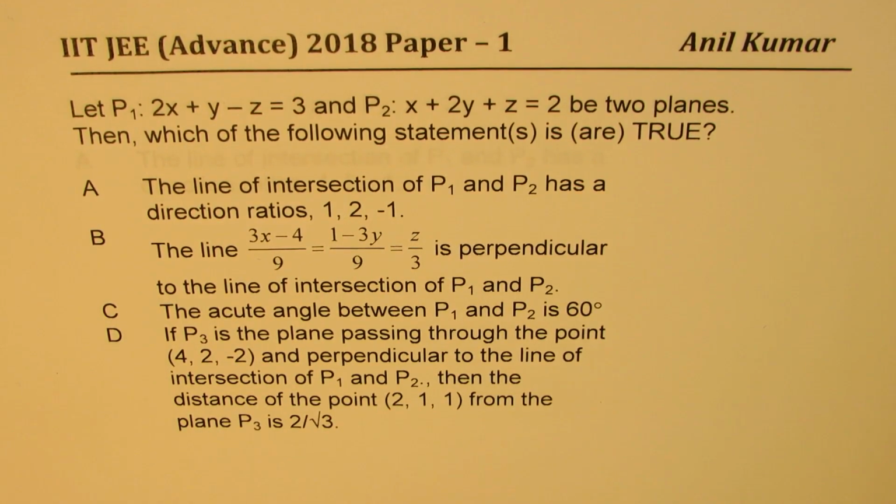B, the line (3x minus 4) over 9 equals (1 minus 3y) over 9 equals z over 3 is perpendicular to the line of intersection of P1 and P2. C, the acute angle between P1 and P2 is 60 degrees. And D is, if P3 is a plane passing through the point 4, 2, minus 2 and perpendicular to the line of intersection of P1 and P2, then the distance of the point 2, 1, 1 from the plane P3 is 2 over square root 3.